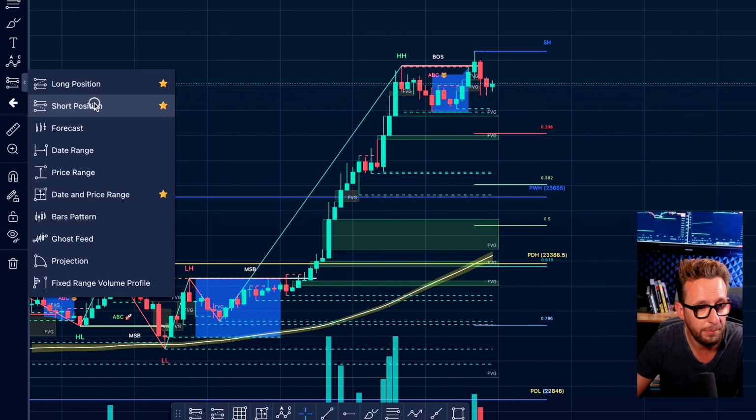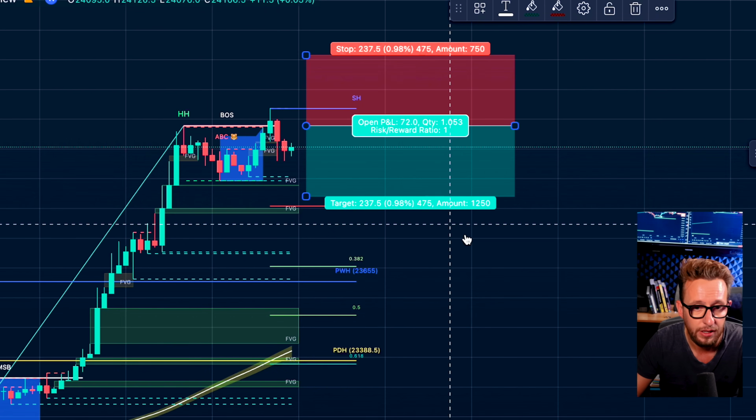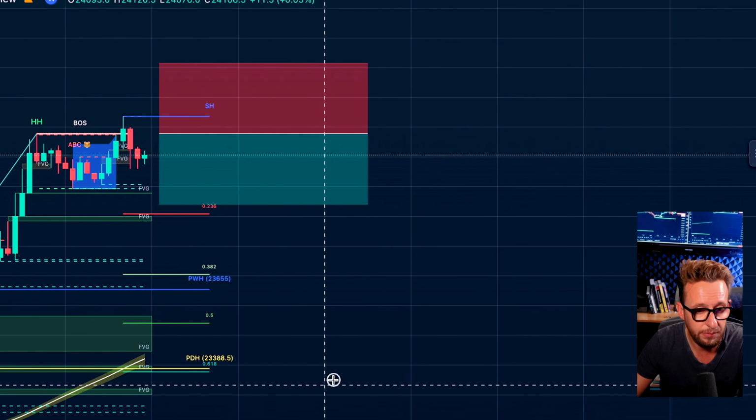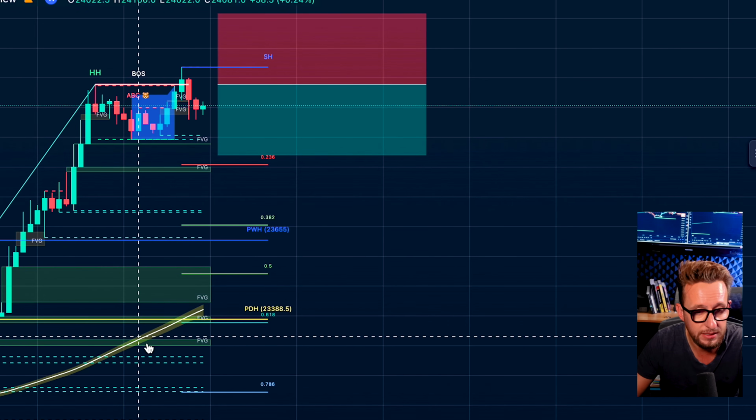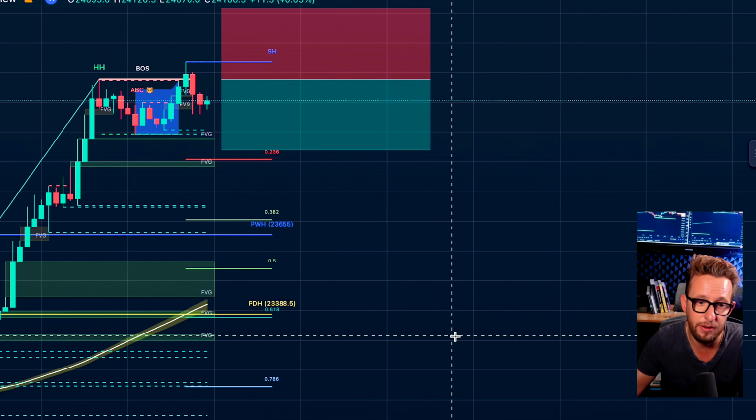I'm going to mark up the short that we took. Now this short, I would look for these fair value gaps, as I said, below us. If there were no fair value gaps, I would not be interested in the slightest in the trade.